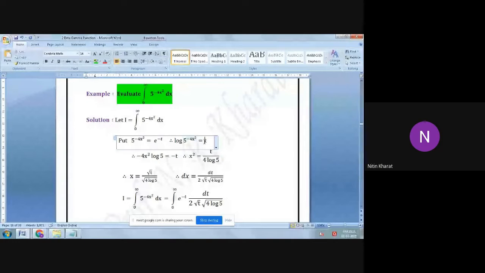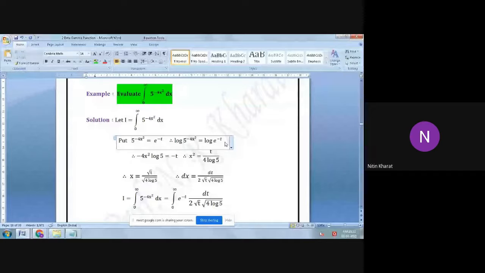Or we simply say that log of e whose power is minus t. Take log on both sides, we get these particular terms, and after that we have to make the simplification. Log of a raised to n is nothing but n times log a, which is the log index rule. We get minus 4x square log 5 is equal to minus t.